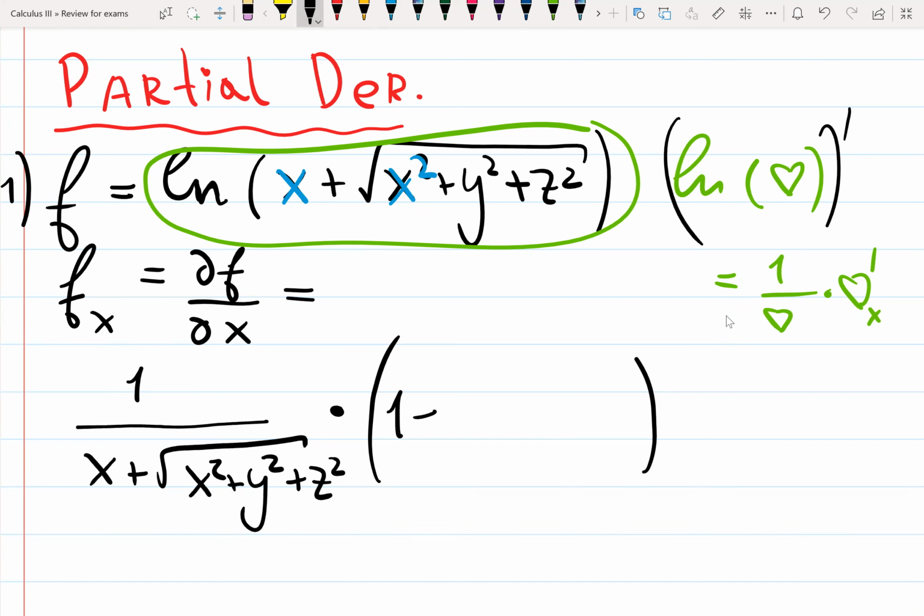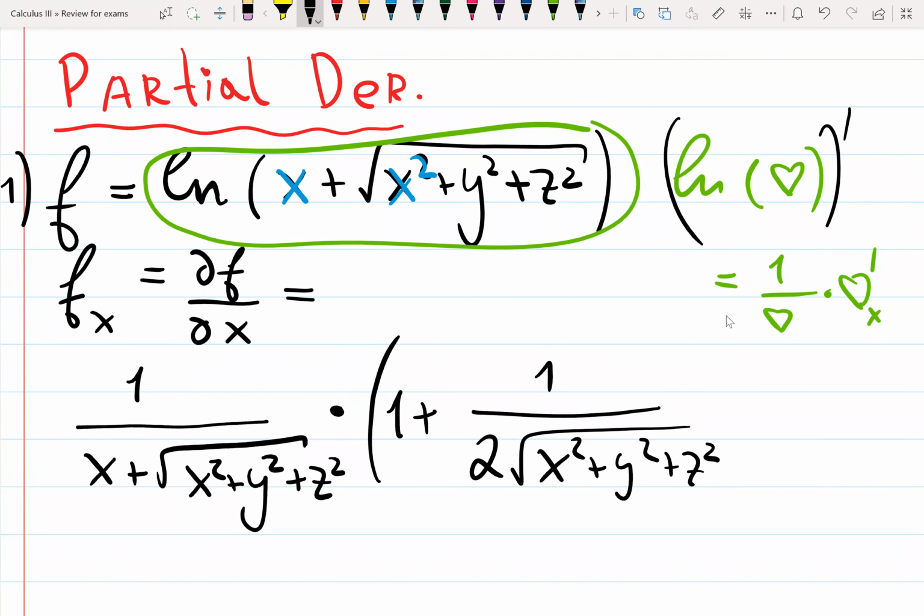Derivative of x is 1, plus the square root, which is also chain rule. We know the derivative of the square root is 1 over 2 square root. Check it if you don't remember that. x squared plus y squared plus z squared, that's basically to the power 1/2, which becomes 1/2 times it to the minus 1/2, like so.